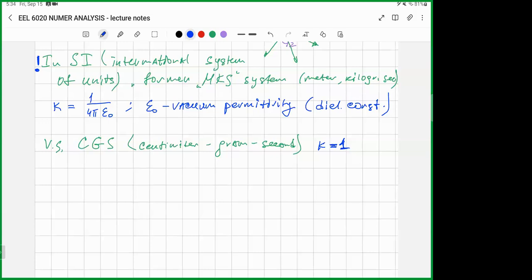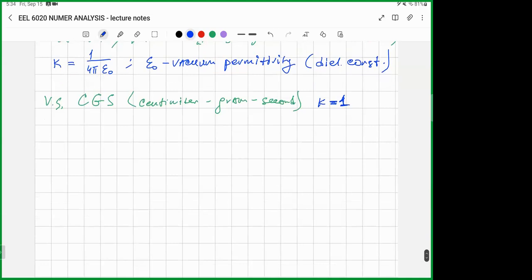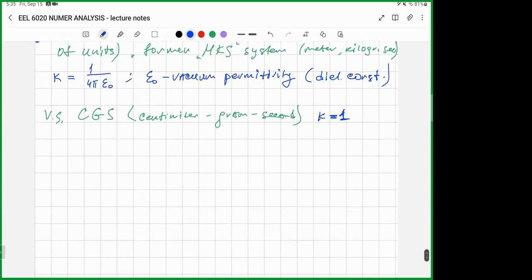A good reference would be, I believe, Jackson, Classical Electrodynamics. The book has a good table in the appendix. Anyway, we're gonna use SI and not CGS, centimeter gram second, even though physicists and theoretical physicists prefer using CGS. One particular example is the lack of epsilon zero in CGS. So in CGS, no epsilon zero, no vacuum permittivity.